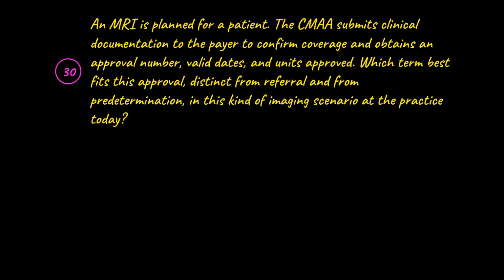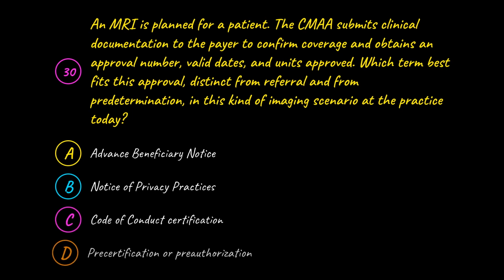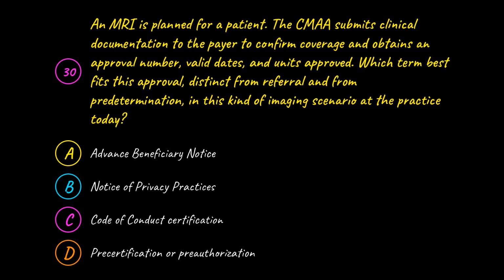Your options are A. Advance beneficiary notice. B. Notice of privacy practices. C. Code of conduct certification. D. Pre-certification or pre-authorization. Which would you go with? Lock it in before the reveal.